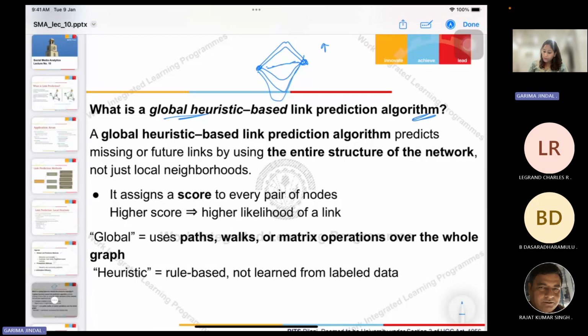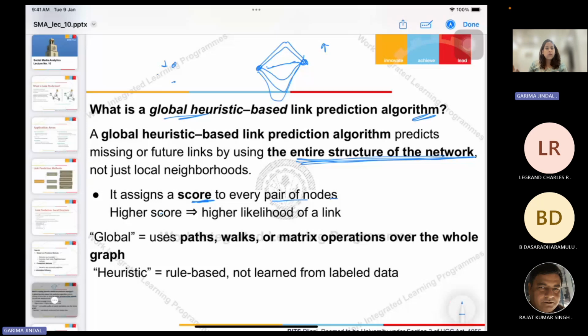The global heuristic method is a link prediction method that predicts missing or future links by using the entire structure of the network. So the first point is that in global methods, we consider the entire network, and that entire network contributes towards the score. It assigns a score to every pair of nodes. As we did in our last class, we considered all the pairs of nodes and assigned them scores based on local heuristics. Same as the notion here.